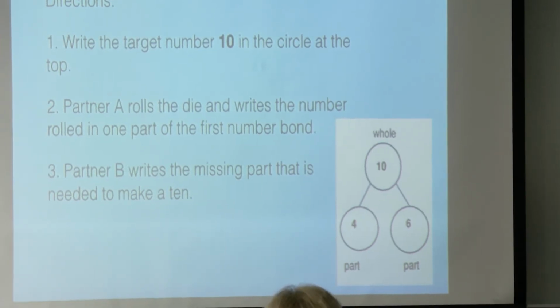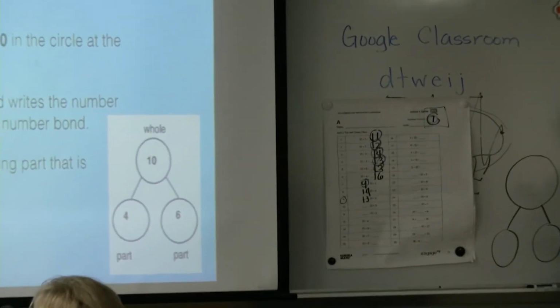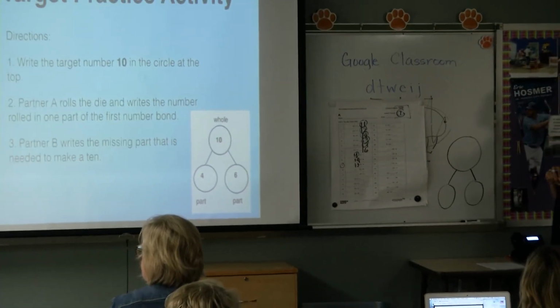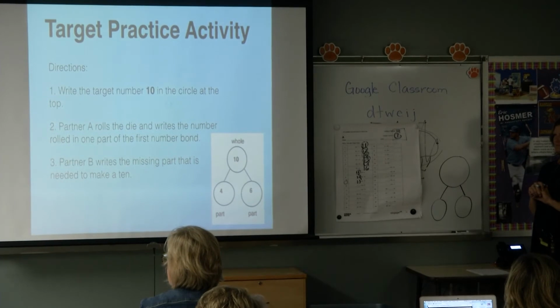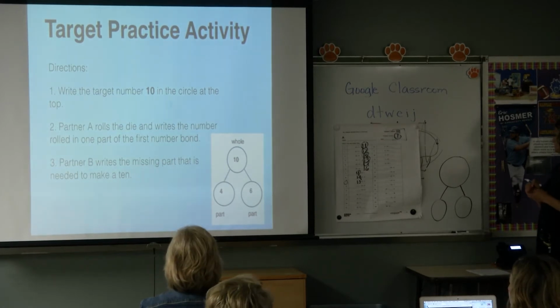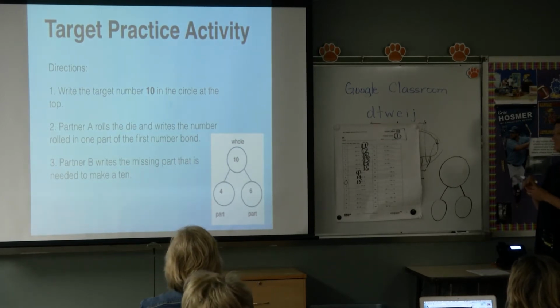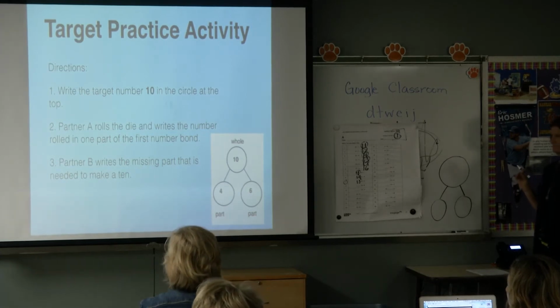So in this lesson, the target, the whole, goes in the top. It says that you can have a target of 6, 7, 8, 9, 10. The goal is to figure out how to make groups of 10. That's the ultimate goal there. Partner A rolls the dice, writes the number, and then partner B finds the missing part. So teacher would be partner A, student would be partner B.